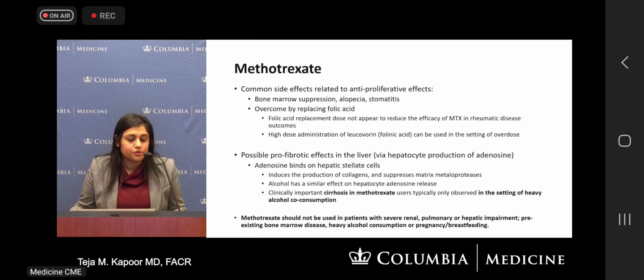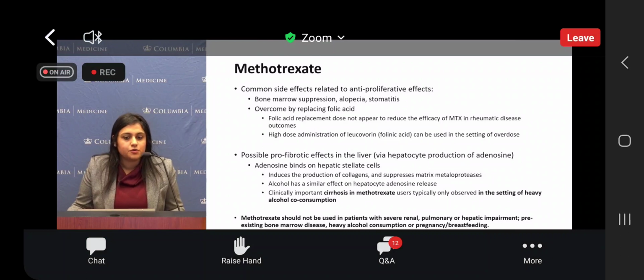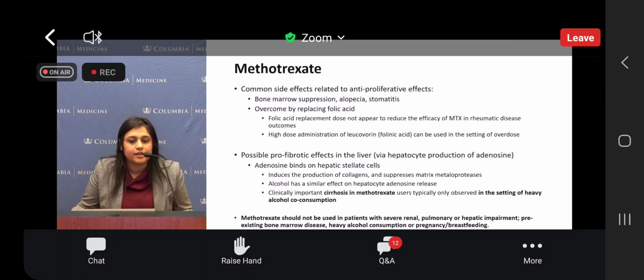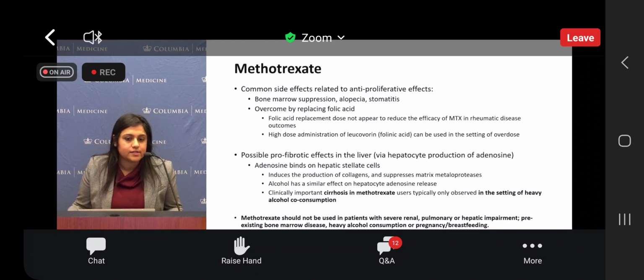And this is the reason why we dose methotrexate with folic acid, to decrease the adverse effects without really significantly affecting those anti-proliferative effects. So high doses of leucovorin can sort of mitigate some of these effects of methotrexate toxicity, especially for those with maybe kidney dysfunction. And then through the mechanism of adenosine on liver cells, methotrexate can have a profibrotic effect, particularly when combined with heavy alcohol consumption. So that's another reason why methotrexate can be dangerous in patients with cirrhosis.